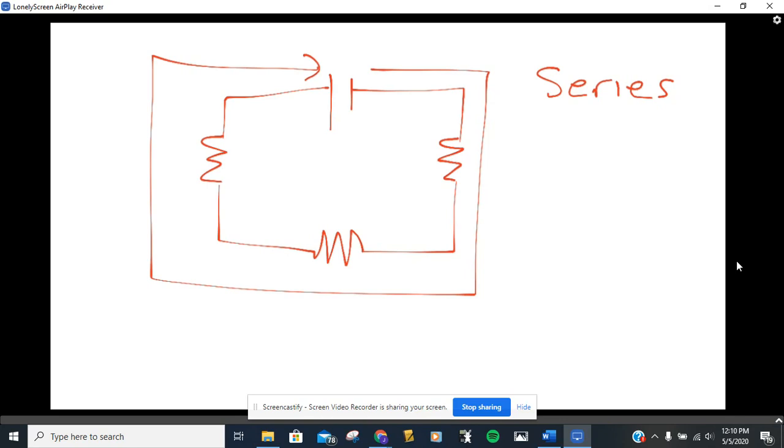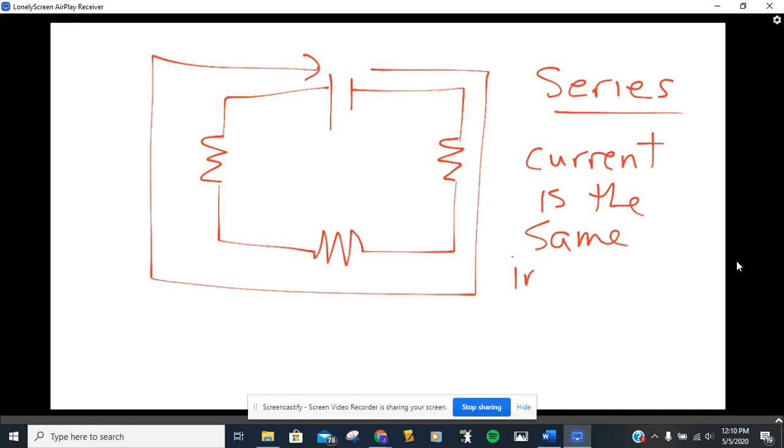One thing to note here is for the series, current is going to be the same through all resistors.